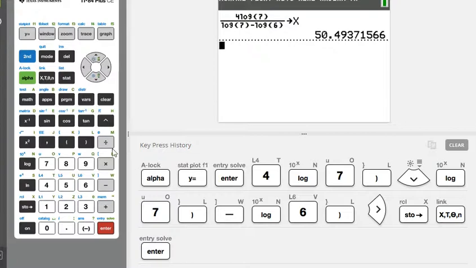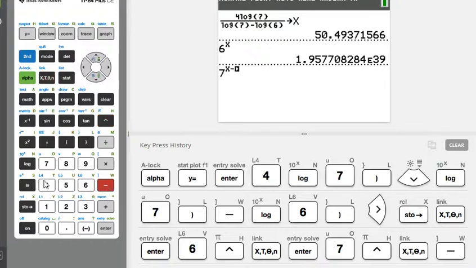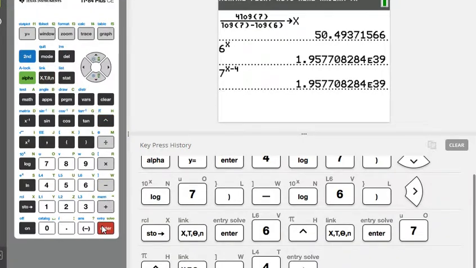So for me, it would be 6 raised to the x. Now this is going to be a big number in scientific notation. That's okay. I just want to make sure I get the same thing when I do 7 to the x minus 4. Do I get the same big number? And they look pretty identical to me. So pretty confident that we got that one right.